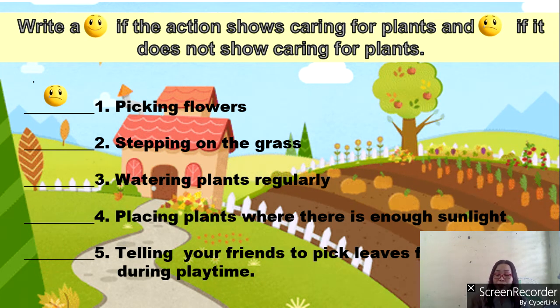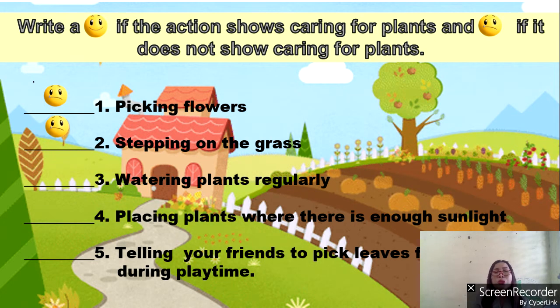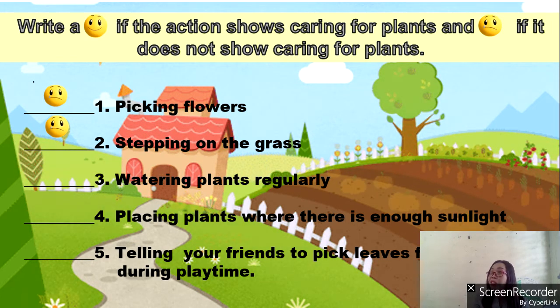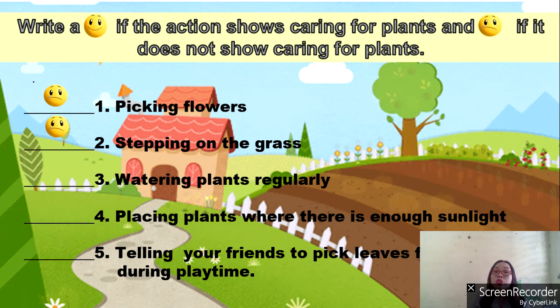Okay? Number two, stepping on the grass. It's also sad because you're not taking care of the plants. Grasses also help human beings. Not only that, they also help animals. They serve as their food, and sometimes if you have Bermuda grasses or Carabao grasses at home, you should be careful not to step on them.